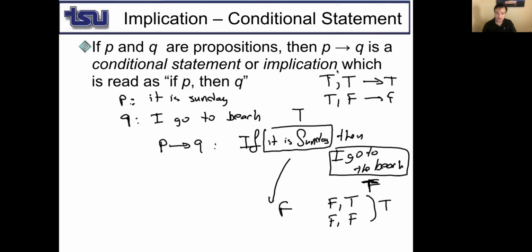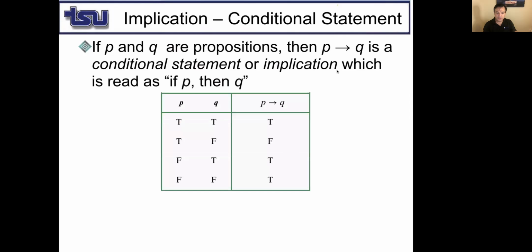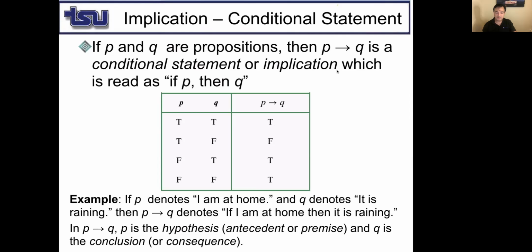So the compound proposition will be what? True. So here is the truth table for this. If both of them are true, then the compound proposition is true. If the first one is true, if it is Sunday and I don't go to the beach, the compound proposition is false. If it is not Sunday, that means P is false. No matter what Q is, whether I go to the beach or not, I did not break any promise. So the compound proposition will be what? True, okay? Well, by the way, P is called the premise and Q is called the conclusion, okay?